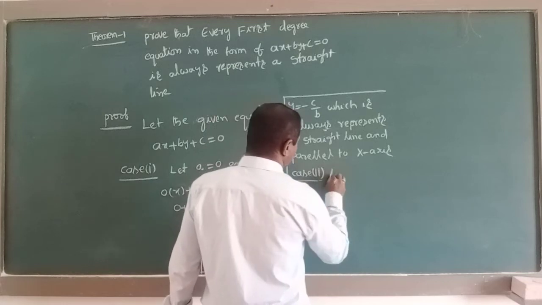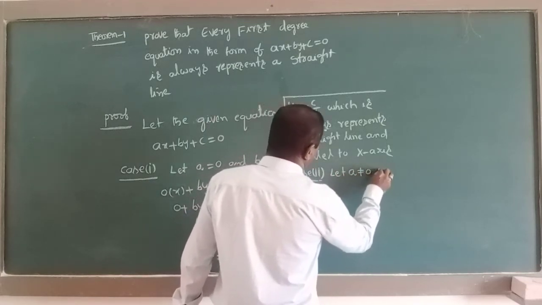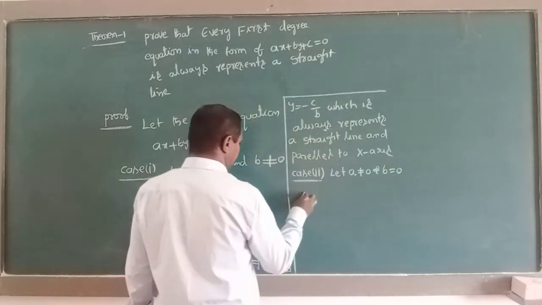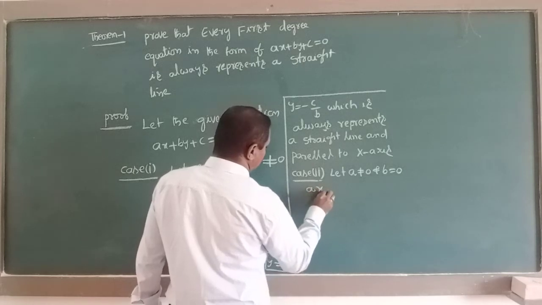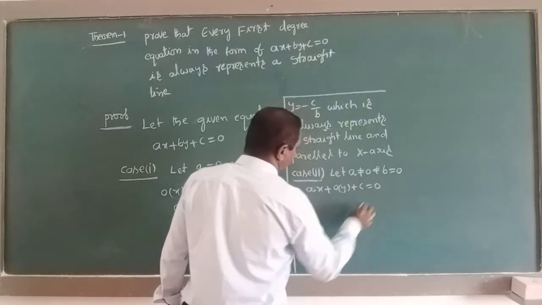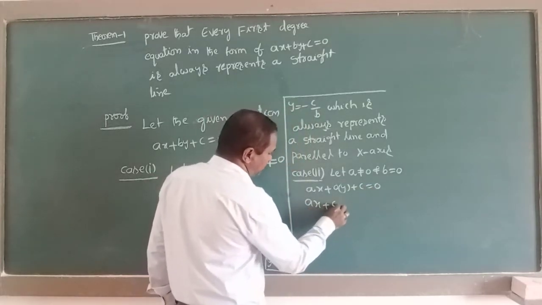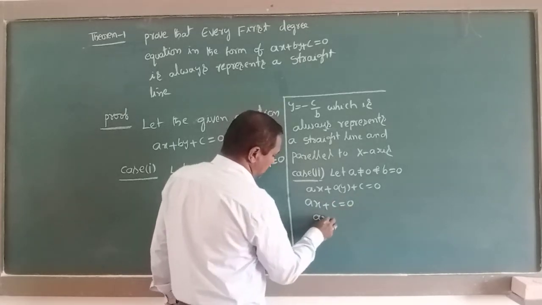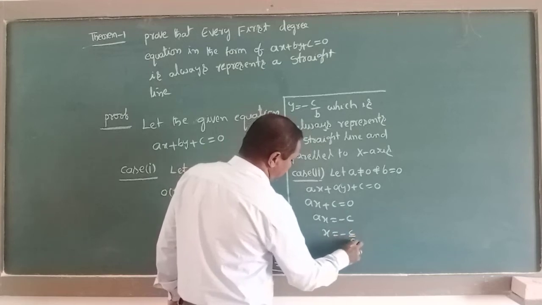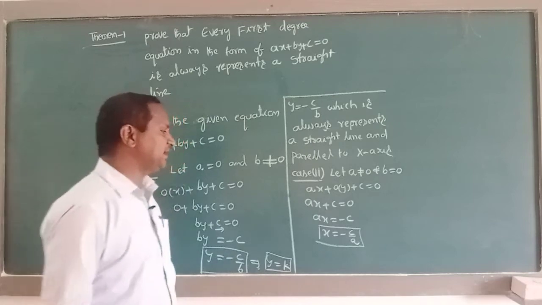Case 2, let's say a is not equal to 0 and b is equal to 0 here. Then a x plus 0 of y plus c is equal to 0, that is ax plus c is equal to 0. That is ax is equal to minus c, or x is equal to minus c by a here, which is also a straight line.